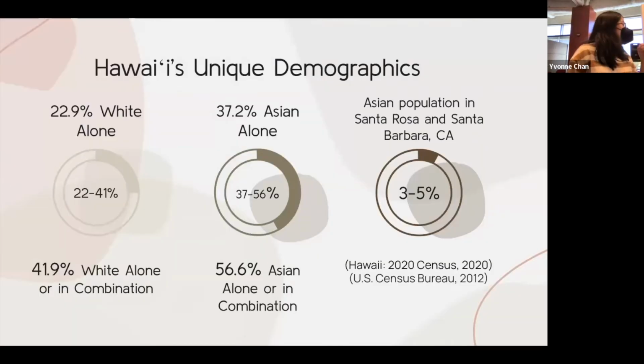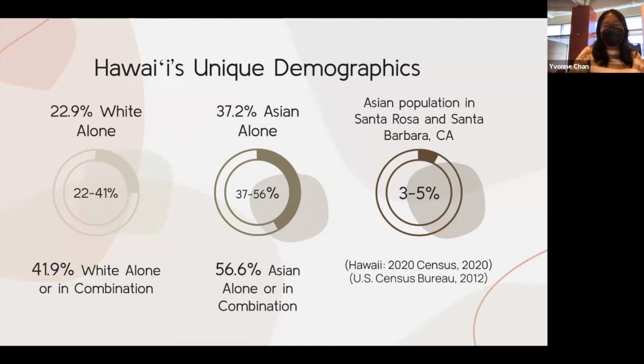For this study, I collected data from Hawaii and California. Hawaii is unique in that it's the one state where there's a higher Asian American population than Euro-American population, unlike the rest of the United States. Most of the data I collected from California were from towns such as Santa Rosa and Santa Barbara, California. Both towns had an Asian population of 3 to 5%, so much less than Hawaii.